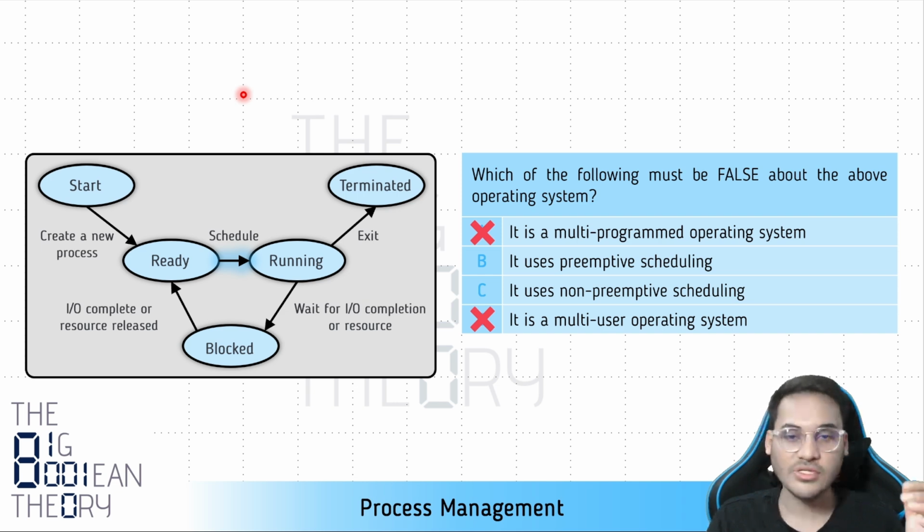So basically for this operating system, given the process state transition diagram, we have to figure out whether the scheduling policy used by this operating system is preemptive or non-preemptive. So first of all, let's quickly recall what is CPU scheduling.